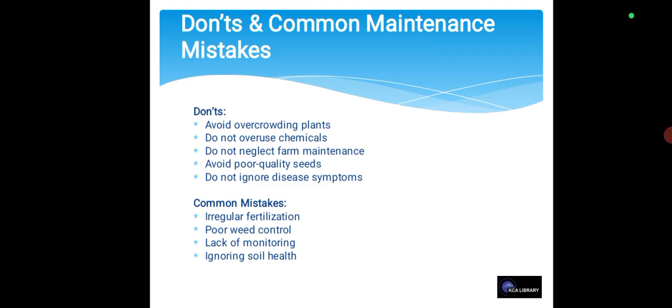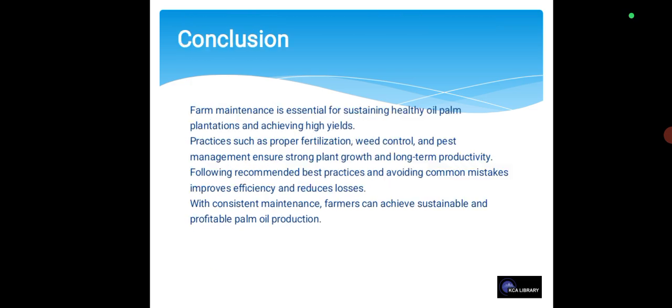Now let's talk about the don'ts and common maintenance mistakes. The don'ts in oil palm farming include: one, ensure to avoid overcrowding plants. Do not overuse chemicals. Do not neglect farm maintenance. Avoid poor quality seeds and do not ignore disease symptoms. Now, common mistakes to watch out for are irregular fertilization, poor weed control, lack of monitoring, and even ignoring soil health.